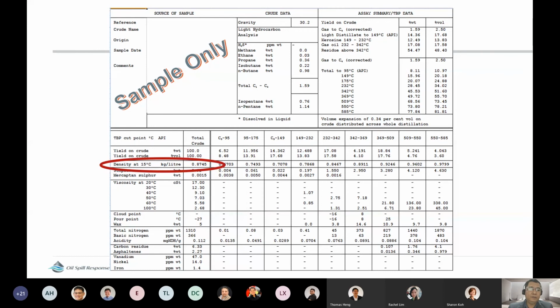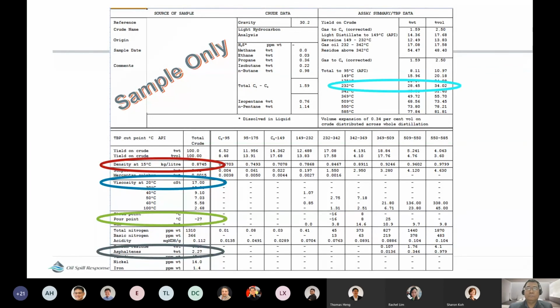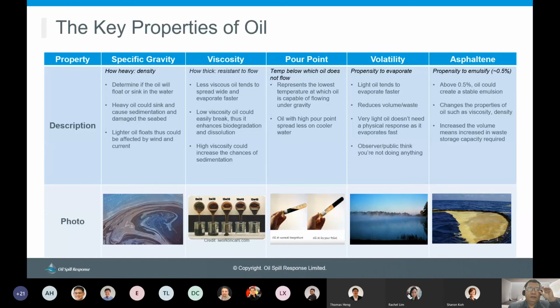One of those properties is the density. Another is the viscosity. Also very important for us to know are the pour point, the asphaltene content of the oil, and the volatility. But let's not forget that sometimes oil does have H2S, which becomes very dangerous to the responders. So the key properties that I have mentioned are the specific gravity, viscosity, pour point, volatility, and asphaltene.